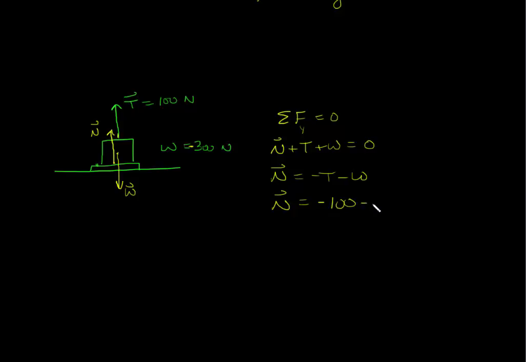Or the normal is going to be negative 100 plus 300, or 300 minus 100. So the normal is going to be 200 newtons. And that makes sense, right? We have 300 pushing down. We have 100 up, so we need another 200. So the reading on the scale would actually be 200 newtons. And again, it makes sense. The scale doesn't read the weight, it reads the normal force. All right, so go ahead and go practice.